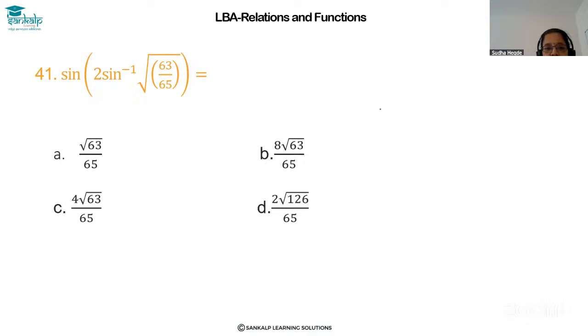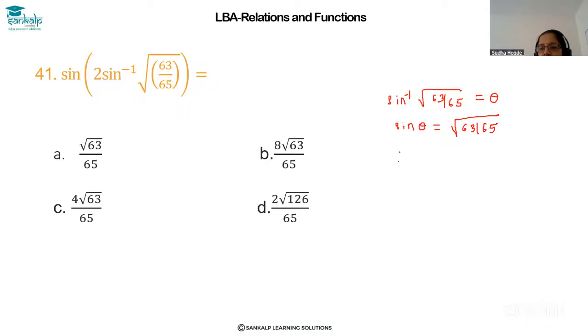Okay. So since 63 by 65 is an acute angle, you can take sine inverse root 63 by 65 as theta. Then sine theta is equal to root 63 by 65. Correct?